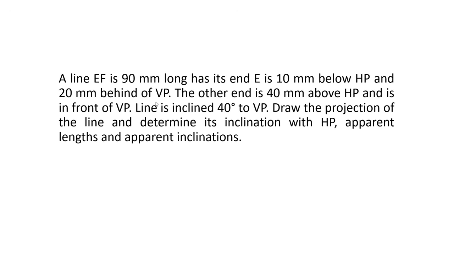So in this question, given end E is 10 mm below horizontal plane and 20 mm behind vertical plane. So it is in third quadrant because it is below and behind. Now other end is 40 mm above horizontal plane and is in front of vertical plane. So other end is above and in front, so it is in first quadrant. So end E is in third quadrant and end F is in first quadrant. Line length is 90 mm.